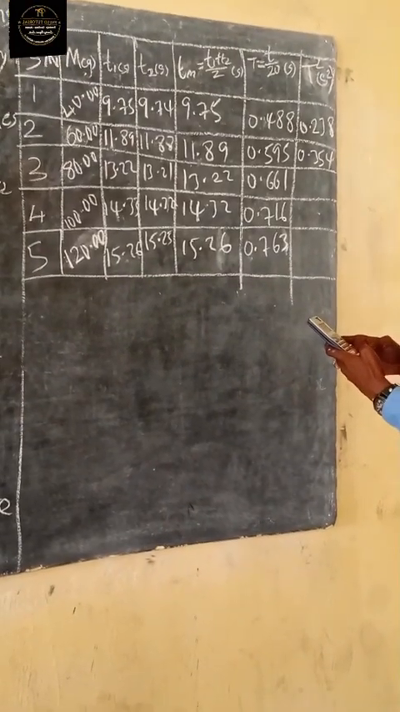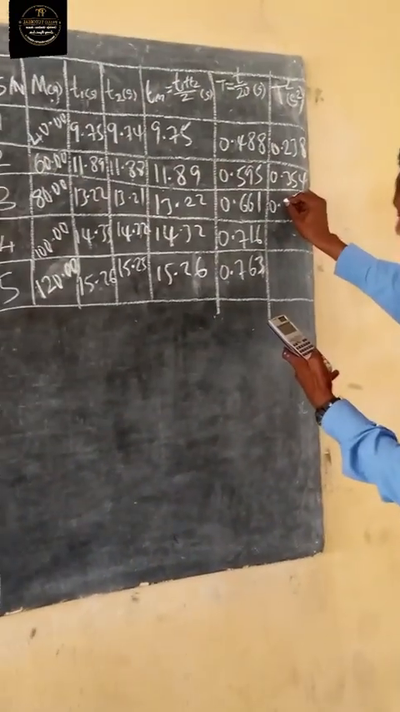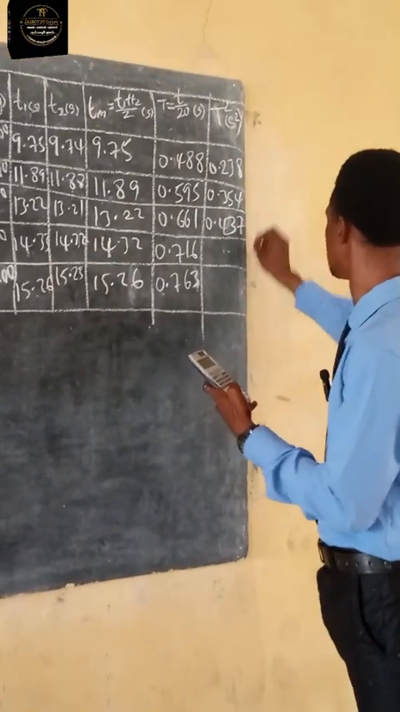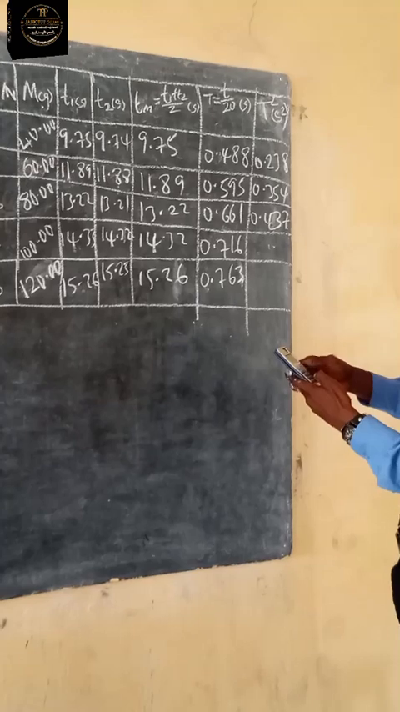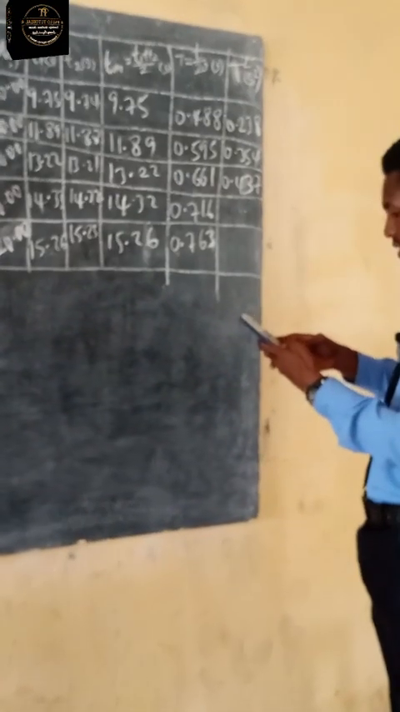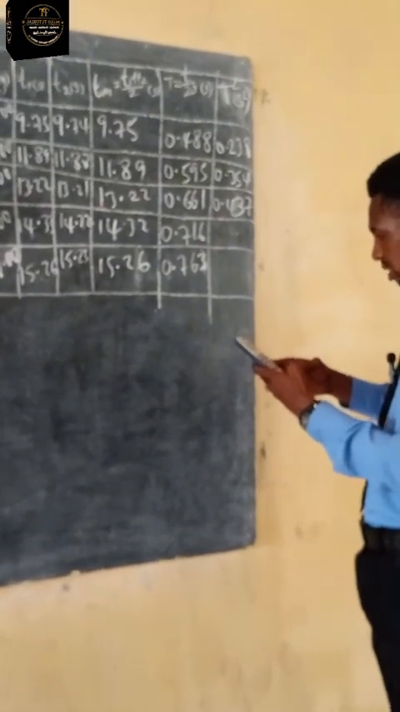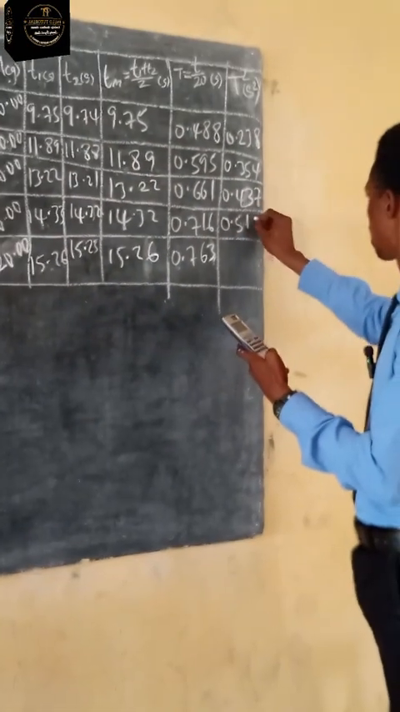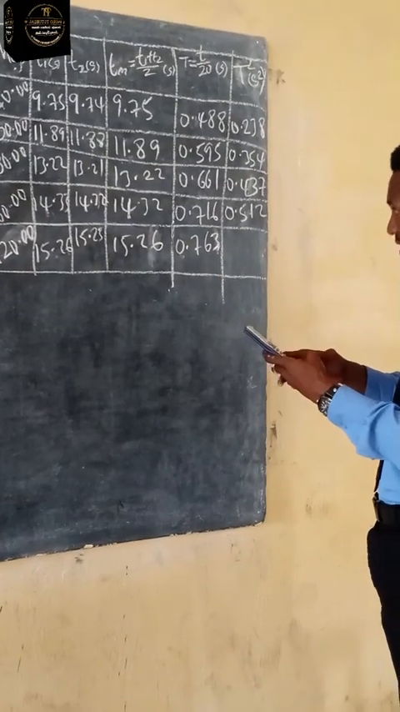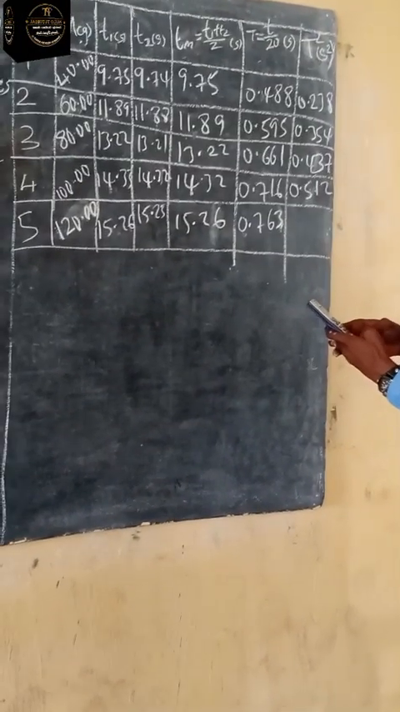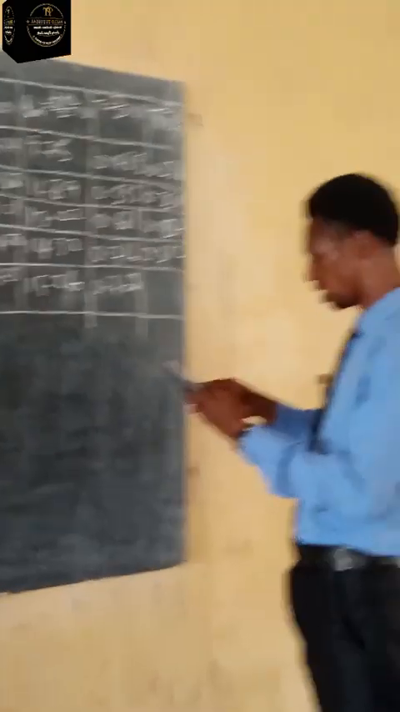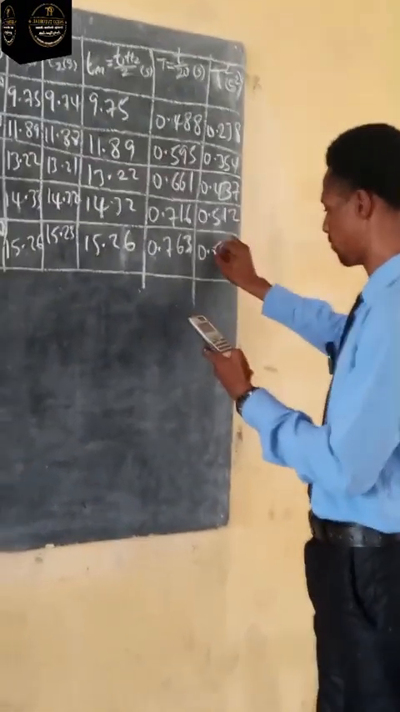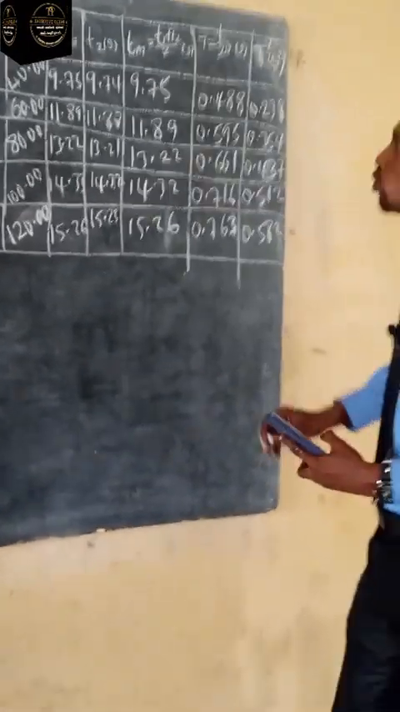I'll pick this one, 0.661 squared. This also gives me 0.437. So I'll do for this one also, 0.716 squared. That gives me 0.512. So I'll do for the last one, 0.763 squared. So that will give me 0.582. So this is how you do it.